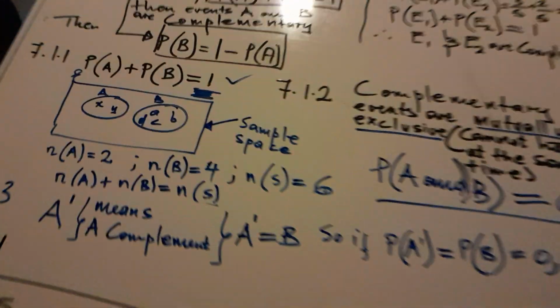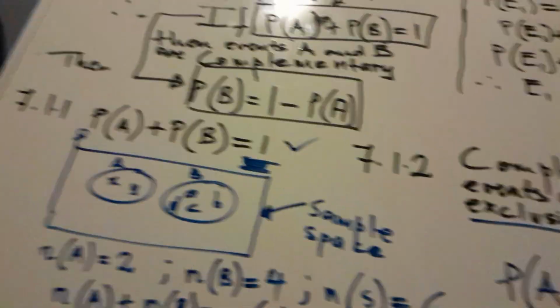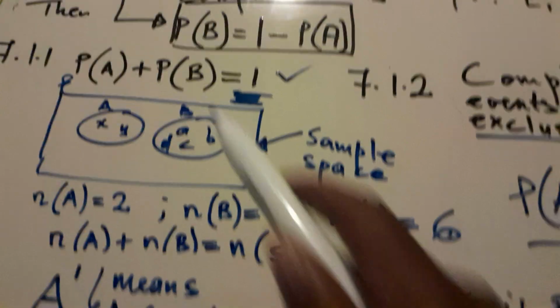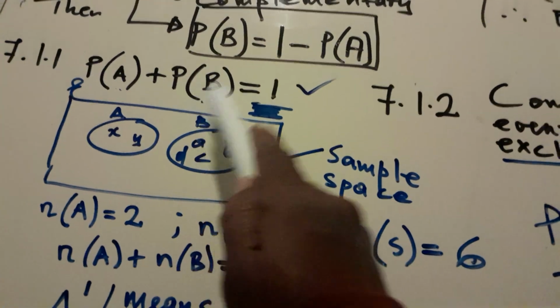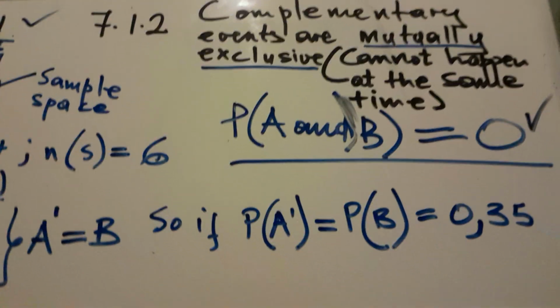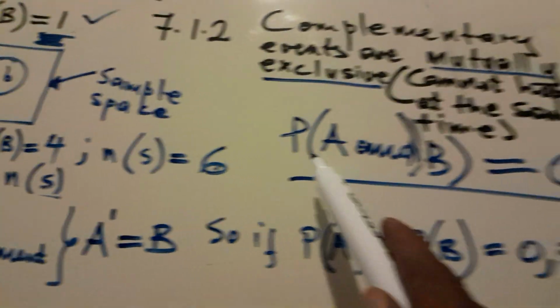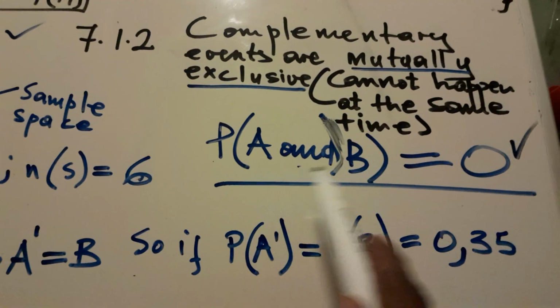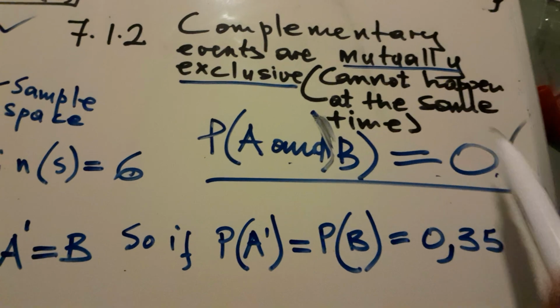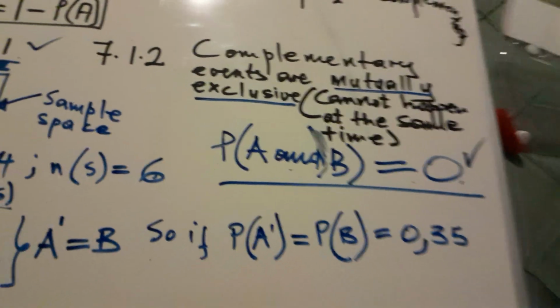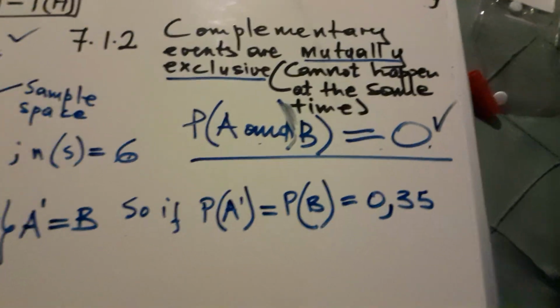So for complementary events, the sum of their probabilities is 1. And the probability that both happen at the same time is equal to 0, because it can never happen since they are complementary.